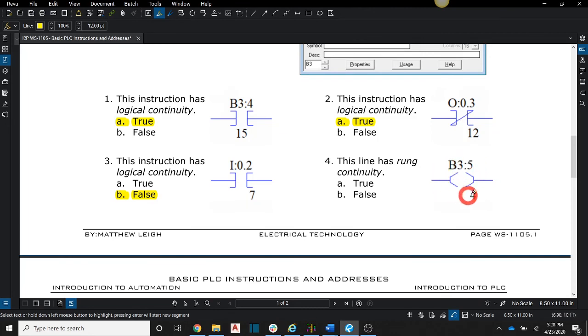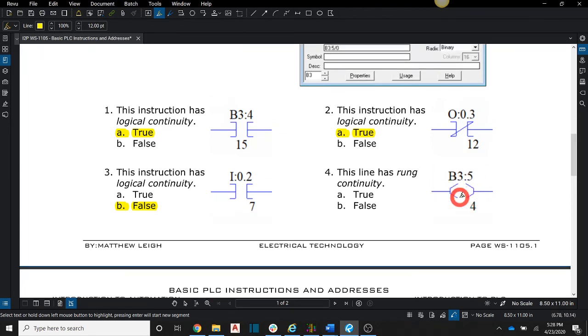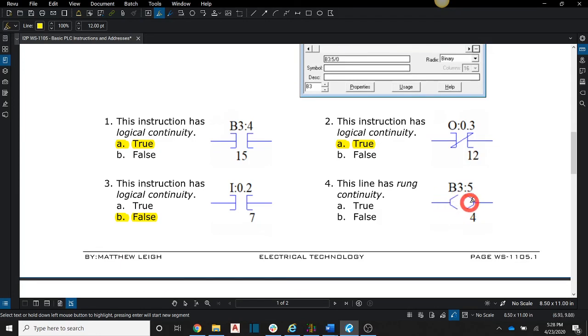Okay, so now we're in a new instruction here. We have our output instruction, and this one's called output energize. So it's going to take whatever rung value is tied to it, and it's going to write that value to the address that's associated with that. It's called a set instruction. It's going to set that value to that particular location. So we are going to reverse engineer to answer this question. We're going to look at that address and see what value it is. And if it's being set to a specific value, that'll tell us whether we have rung continuity or not.